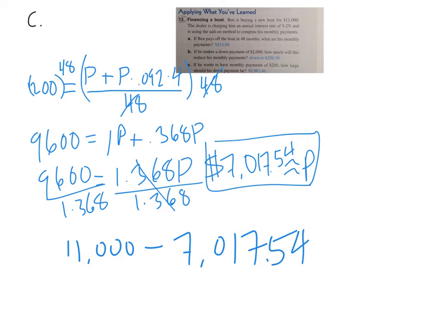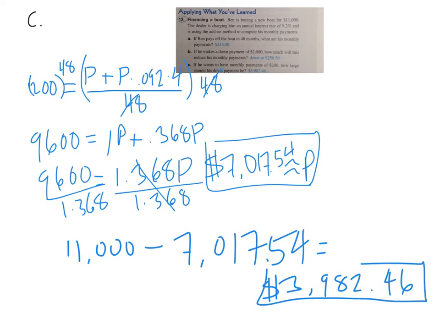Right, so the difference here is how much we're actually going to have to put down. And if you subtract this, you should get your difference, which is 3,982.46. So this is the down payment that we're actually after.